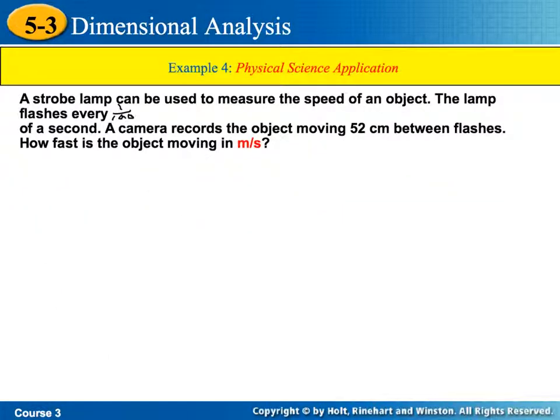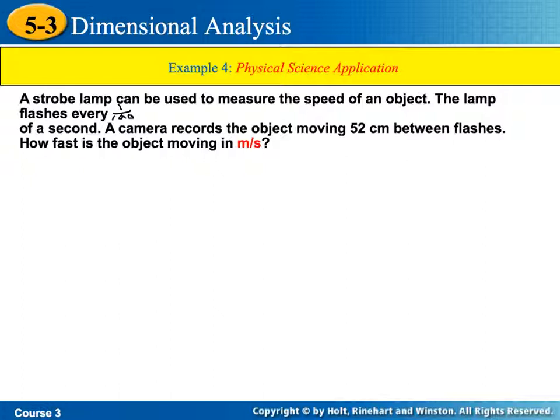All right, here we go. It says a strobe light can be used to measure the speed of an object. The lamp flashes every 1/100th of a second. A camera records the object moving 52 centimeters between flashes. How fast is the object moving in meters per second?